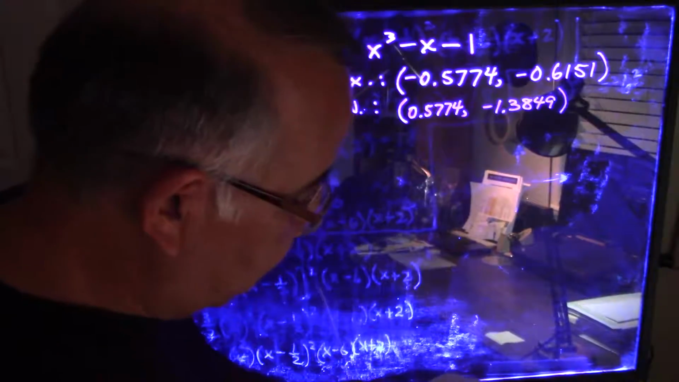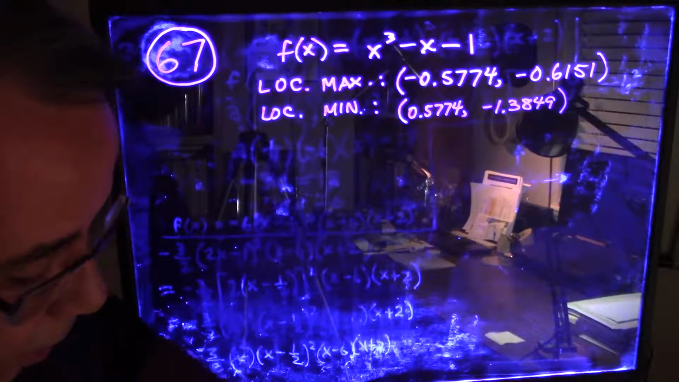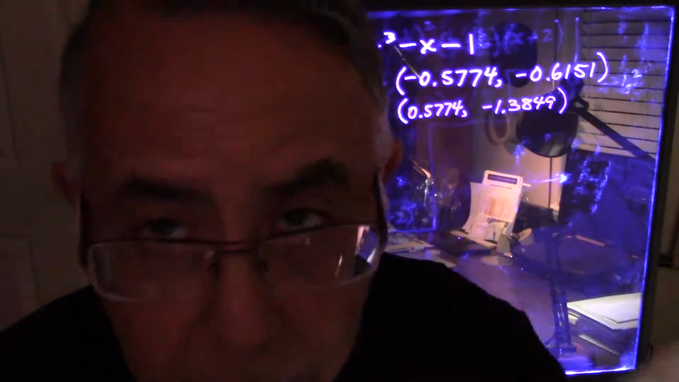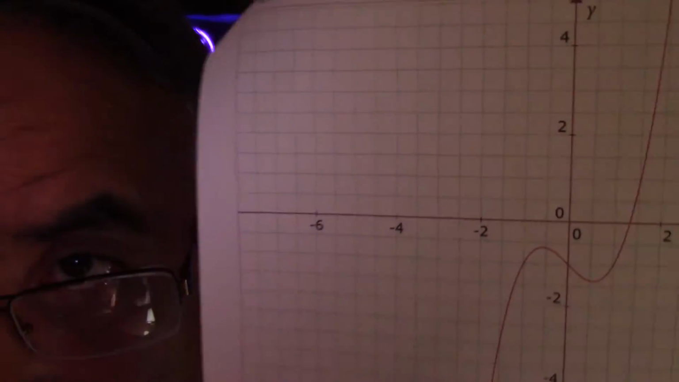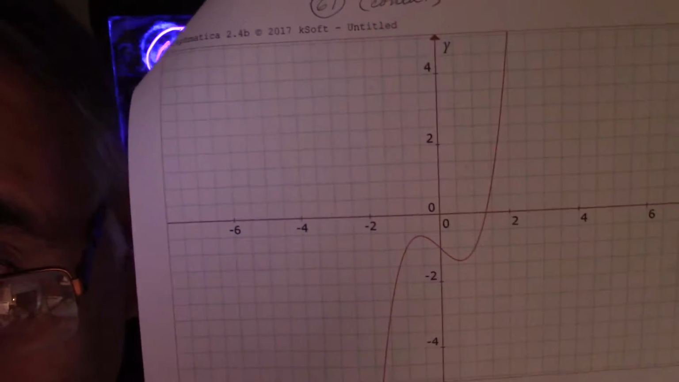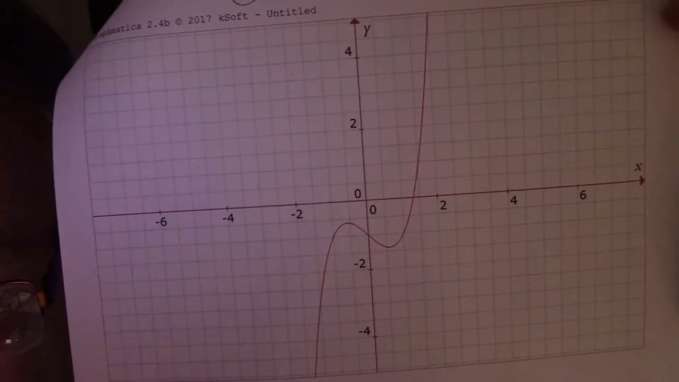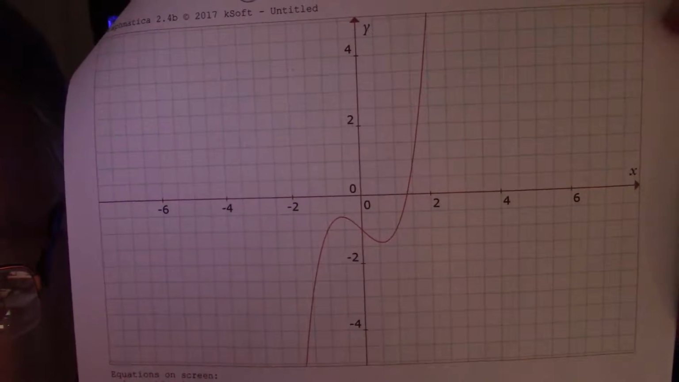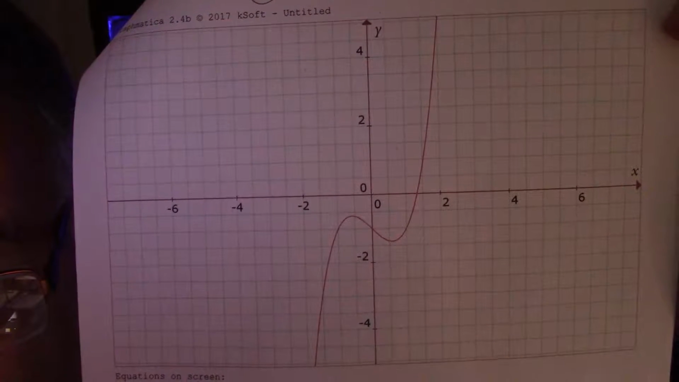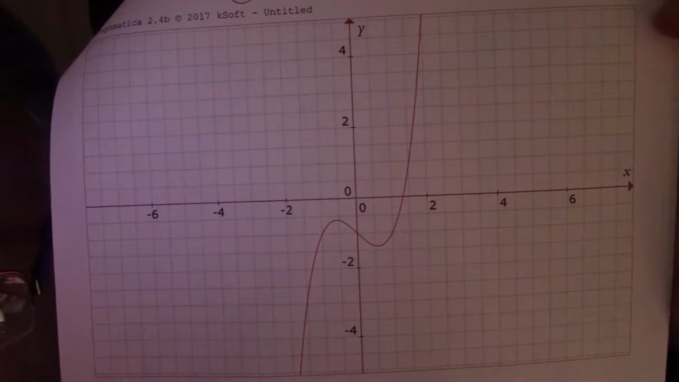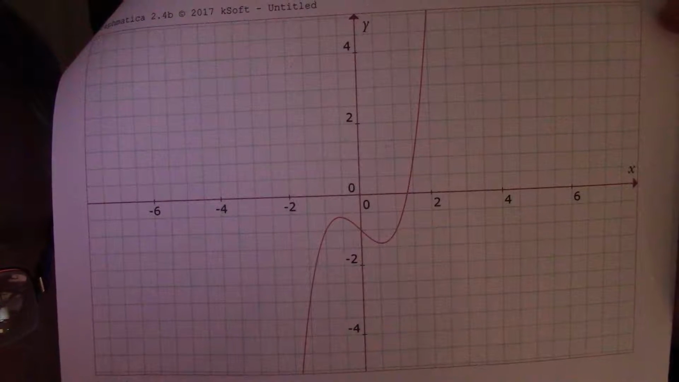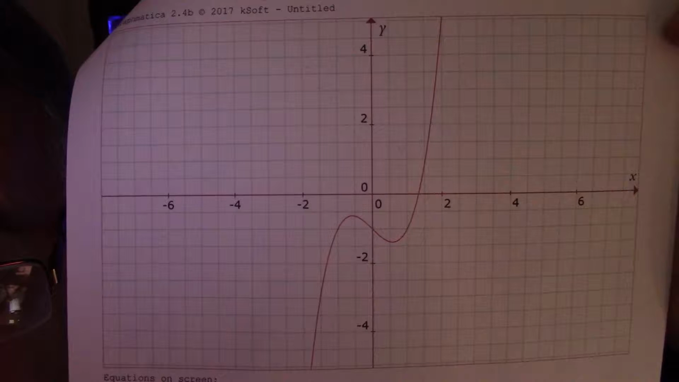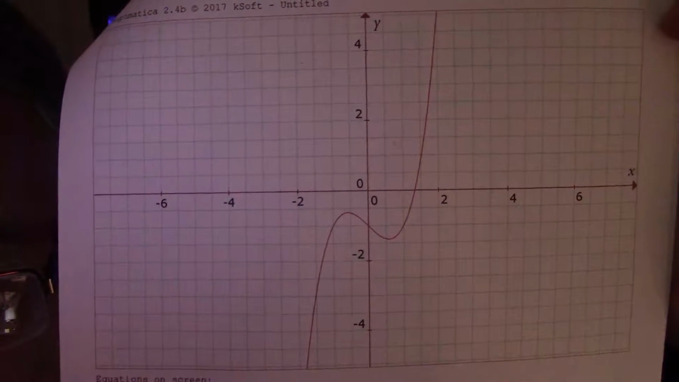So I'm going to show you the graph, and here it is. By the way, the technology I'm using is called Graphmatica, and you can download it for free. It works on my Windows PC, which is how I got this printout from it. It also has a feature for finding maxima and minima.